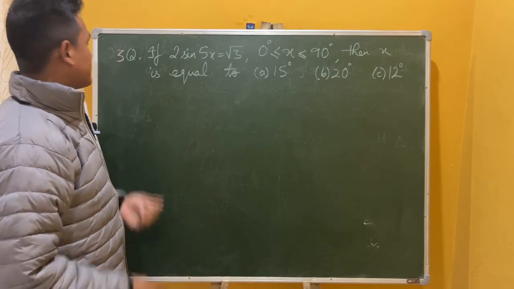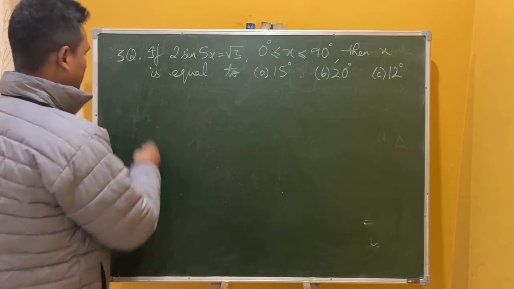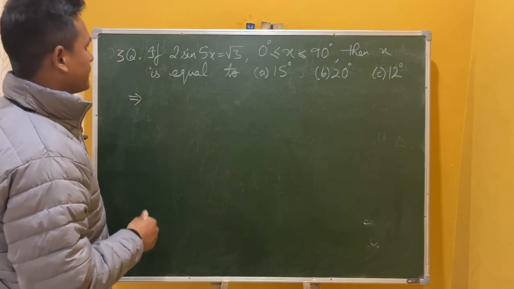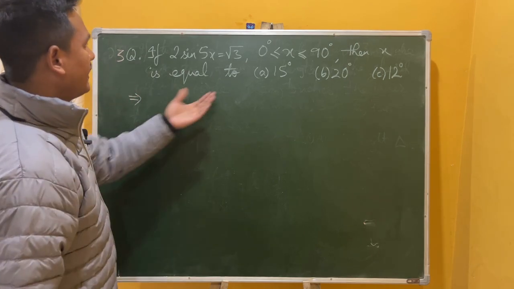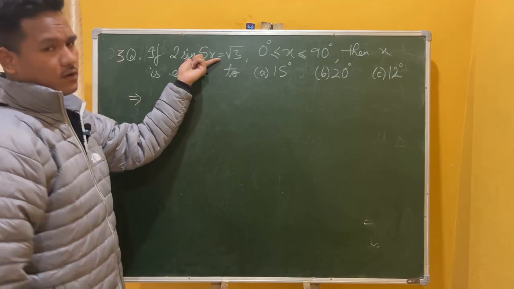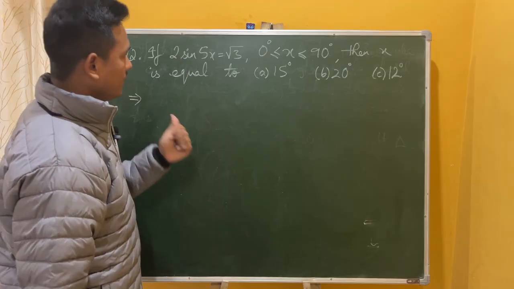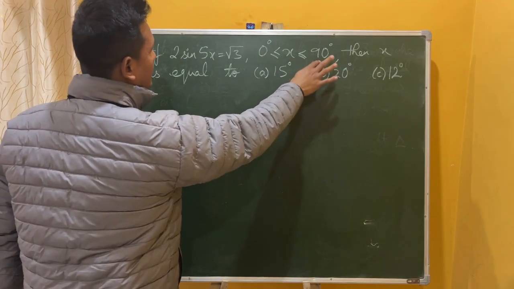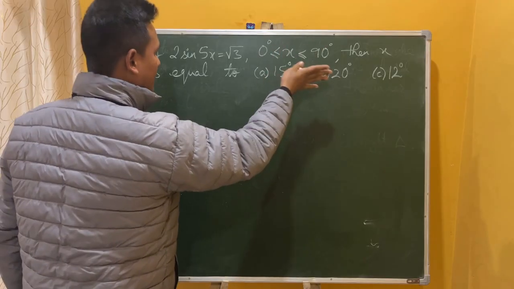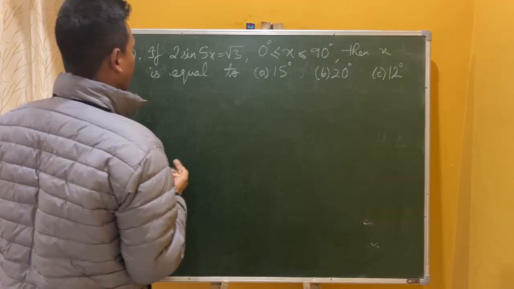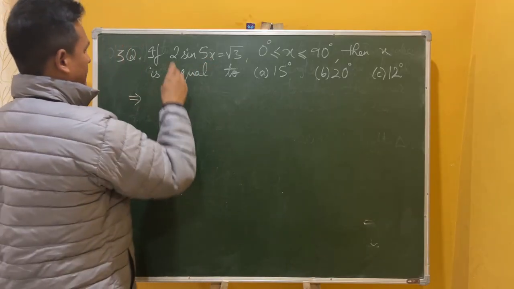All right, here comes our question number 3. So let's solve this question. It's a question from trigonometry. We'll have to find x from this equation. This equation is called, by the way, a trigonometric equation. And they are saying that x's value lies between 0 degree to 90 degree, including 0 and 90 also. So let's find the value of x.